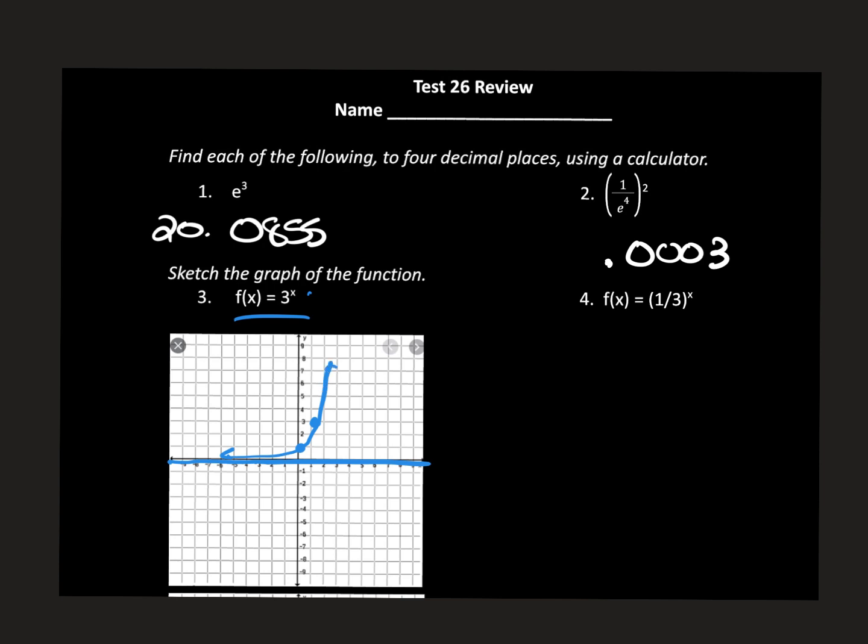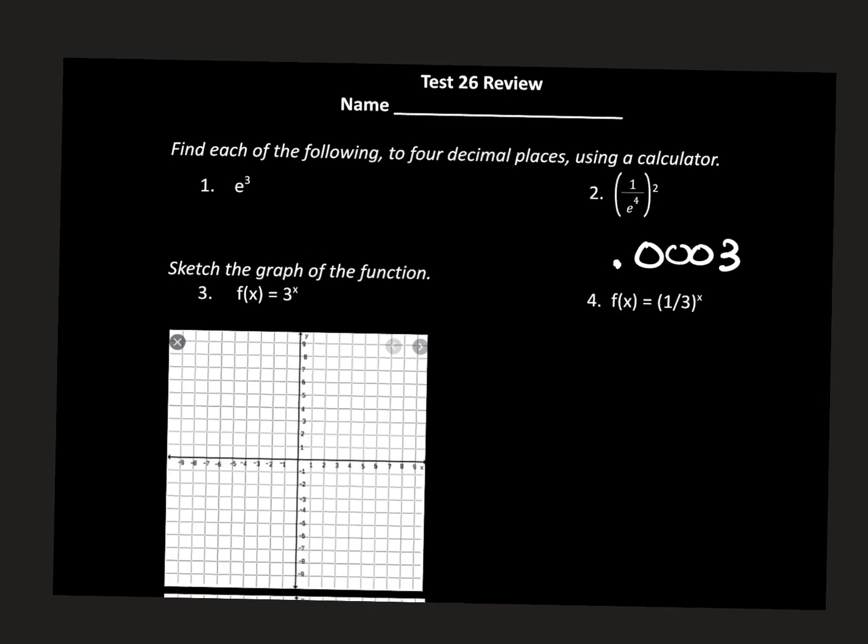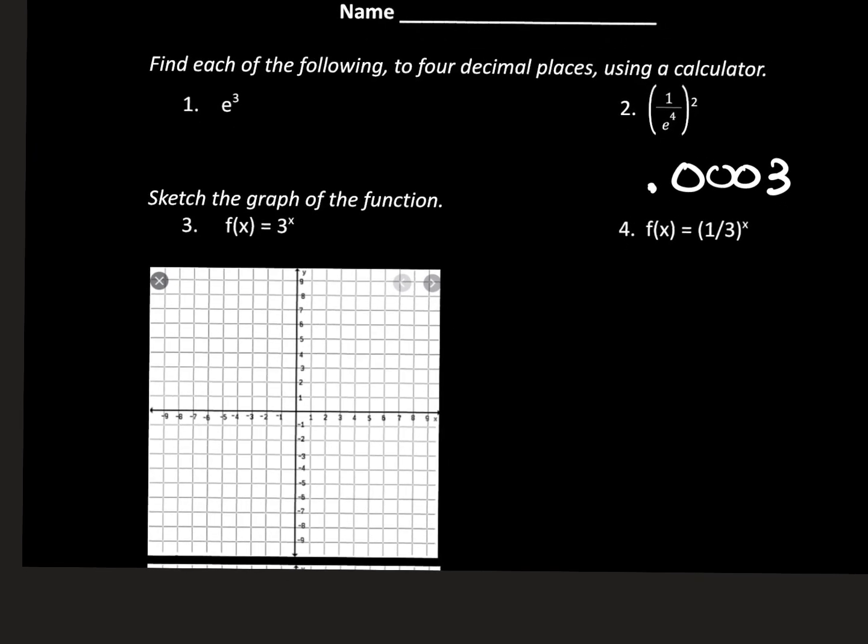That's all you got. Now, my graph didn't show up for number 4, so I'm going to have to erase this real quick. There we go. Number 4 says it's the same thing, except it's 1/3 to the x, which is reciprocal, which is decay, which means the graph's going to go down instead of up. There's no shifts in this one, so the asymptote's still right there on the x-axis.